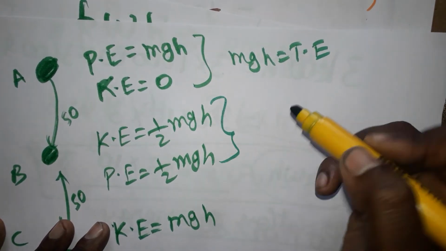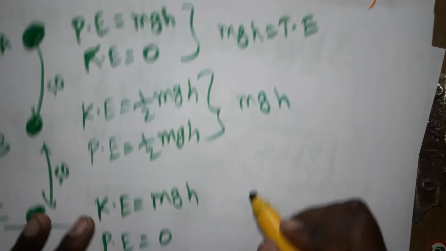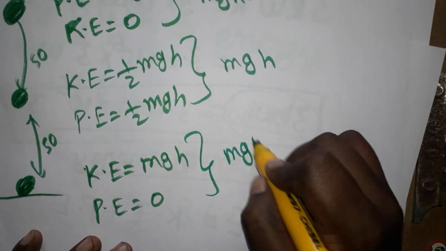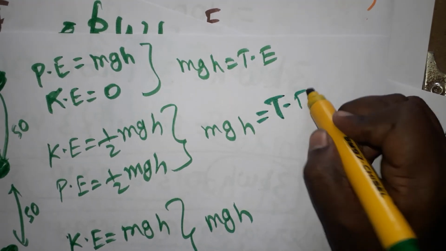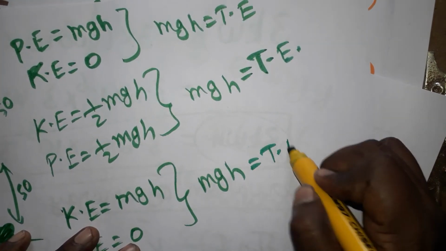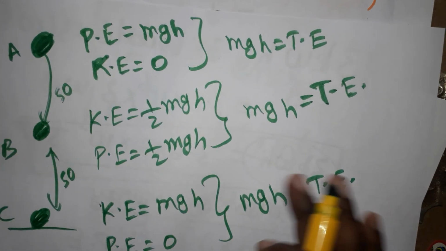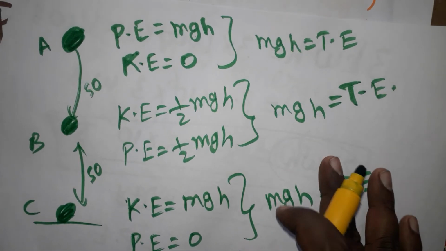Here also total energy will be mgh. The energy can neither be created nor be destroyed. The total energy is going to be constant, or conserved. In this case, we are going to take air friction as negligible.